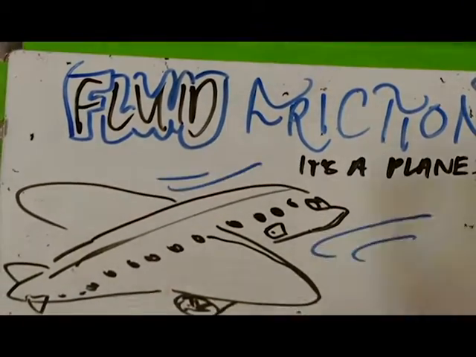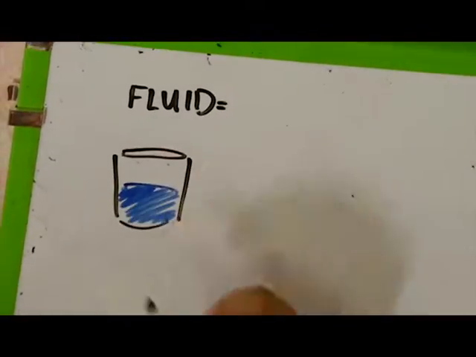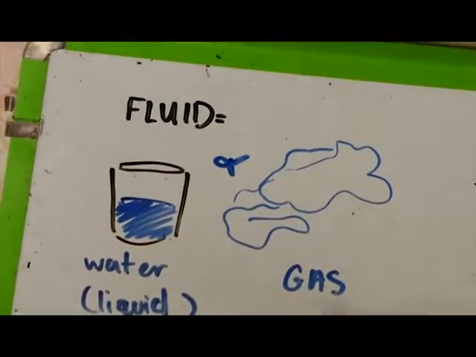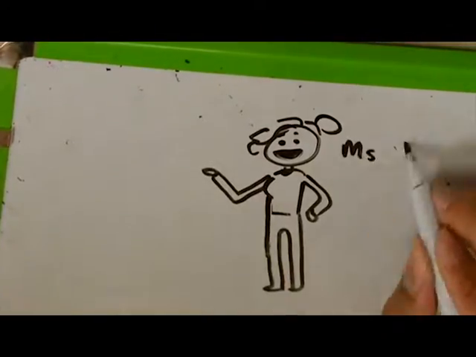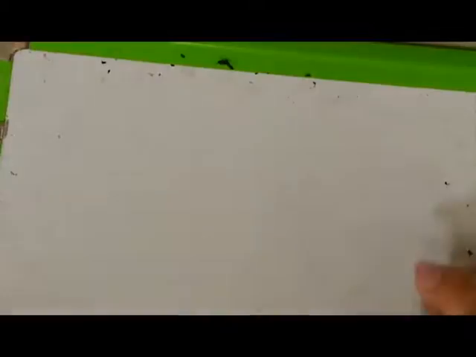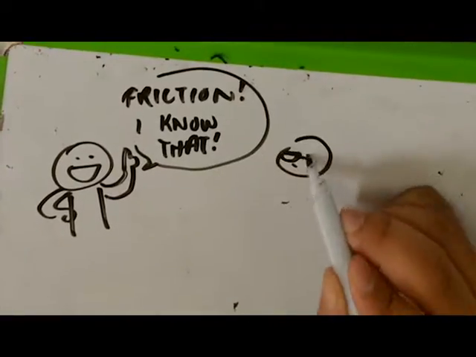Think of a plane. It's always overcoming fluid friction when it's flying in the air. Now think of the air. It's a fluid. Not like water, but like a gas. That counts as a fluid. If you're not too sure, you might want to go back to chemistry class. We're trying to cover physics here. Now you know the concept of friction.